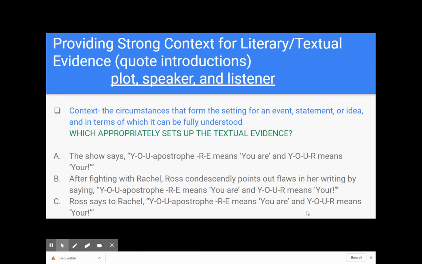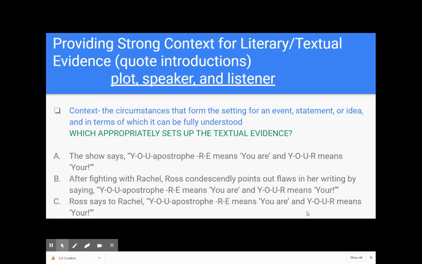So in A, the show says, "you're means you are, and your means you are." As a reader, you might be thinking, excuse me, what show are you talking about? So this is obviously from Friends. That's not enough context, okay? We're not having enough background information. I don't even know who says it.